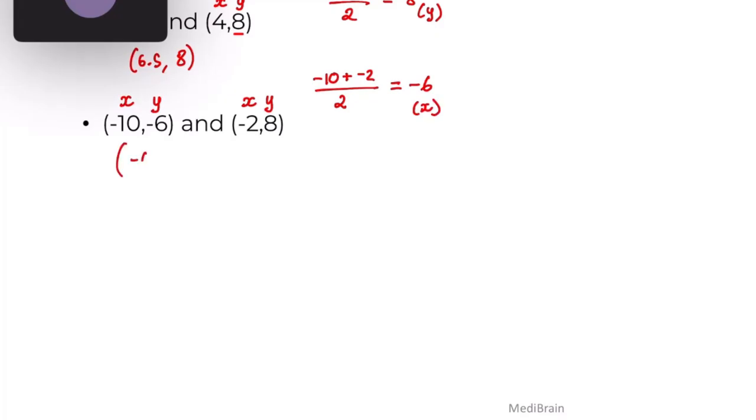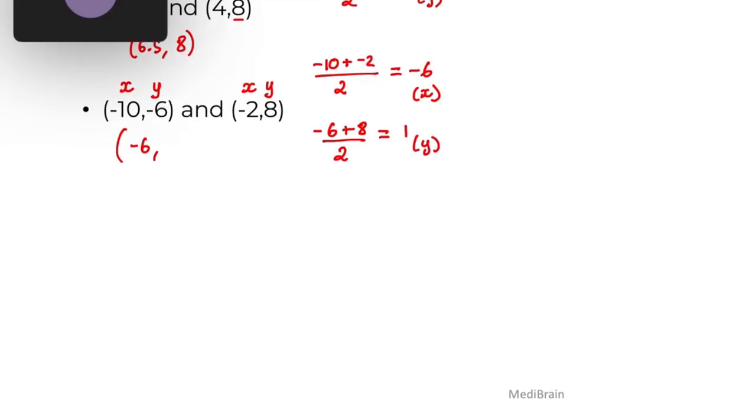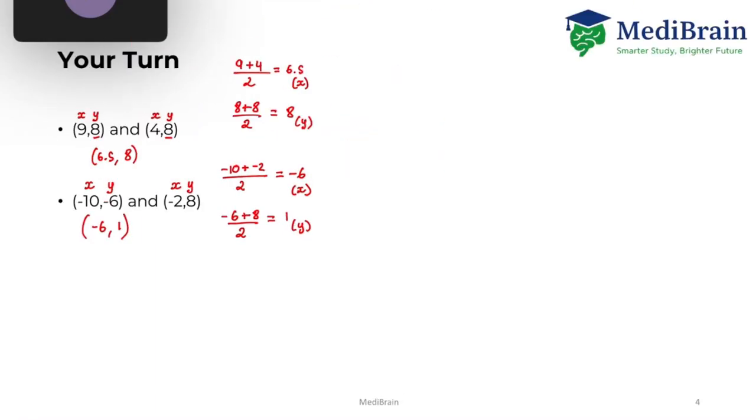So we're going to have -6. And then your y, if we add together the y ones, -6 add 8 divided by 2. -6 add 8 is going to give you 2. And then 2 divided by 2 is going to give you 1. Okay, and that's your y coordinate. So it's going to be -6, 1. Okay, so well done. I saw a lot of correct answers in the Q&A.